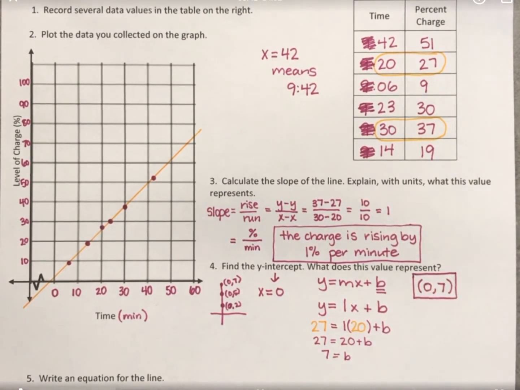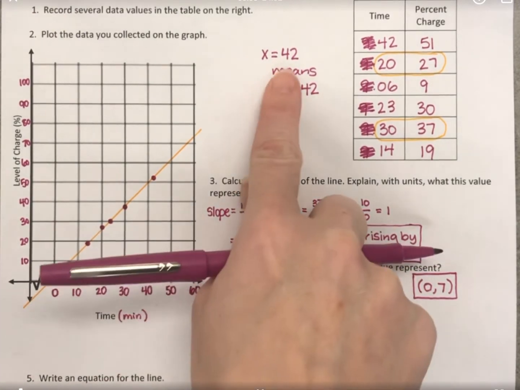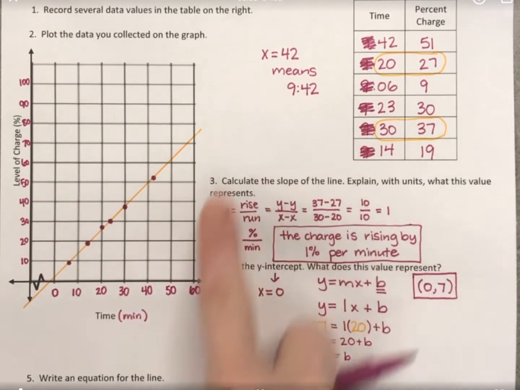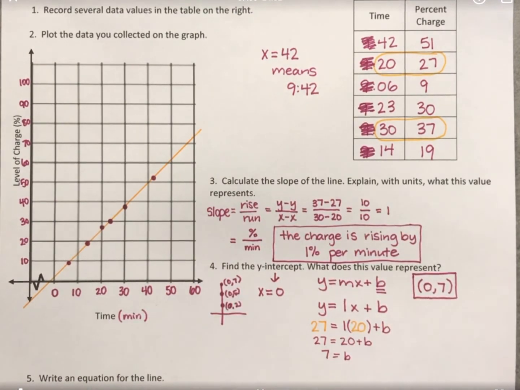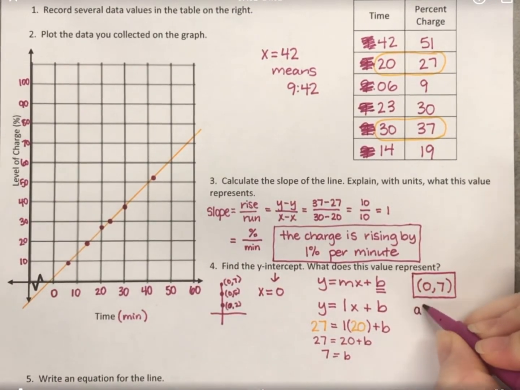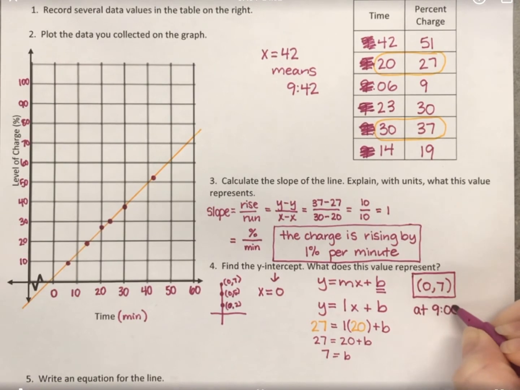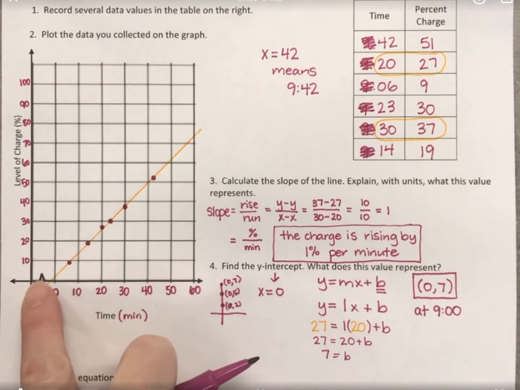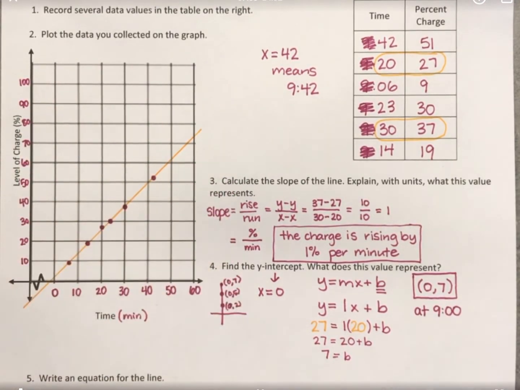It's important to me that you can tell me what that represents. And if you need to go back to what x and y represent, when the time is 0, but remember, what does 0 mean? 42 meant 9:42, so 0 must mean 9 o'clock. And the 7 represents our y value, our level of charge. The phone was charged to 7%.